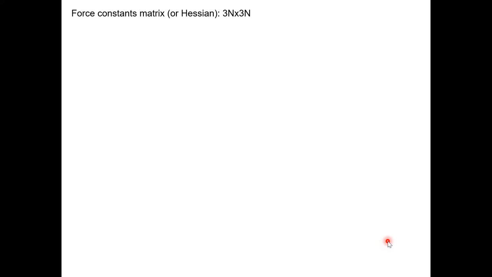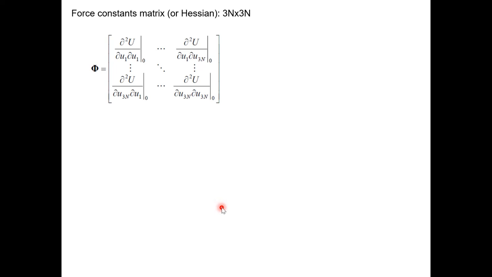All right, so again, let me just write down this again. In this form, I change notation from psi to u. u are the displacements from the equilibrium positions, and here you have an explicit representation of this force constant matrix phi. You can see here this is a second derivative of the potential energy with respect to displacements of atom 1, atom 2, and actually the index runs from 1 to 3n, so the same index goes through atom number and Cartesian coordinate x, y, z. So it's a 3n by 3n matrix, right?